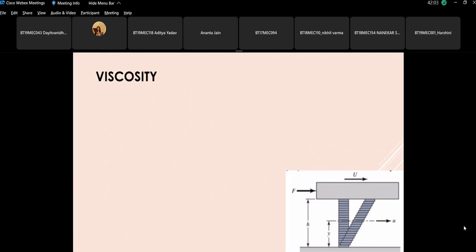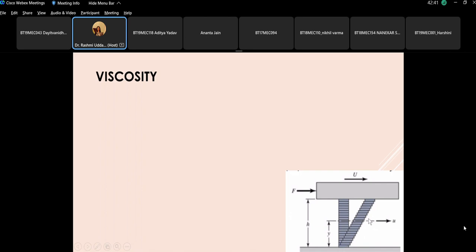Now let's talk about viscosity. You have studied about viscosity in your fluid mechanics. Now from bearing perspective, say this is a plate which is moving at a velocity u, and this is the stationary plate. In between there is a thickness of oil. Now the layer of the oil which is close to the stationary part will have velocity 0, and the layer of the oil which is near this moving part will have its velocity u, whatever is the velocity of the moving plate.